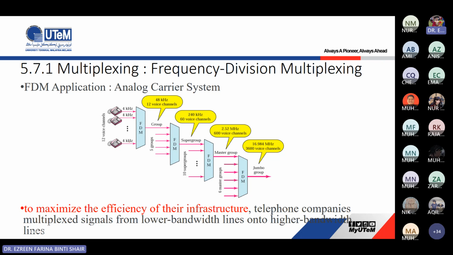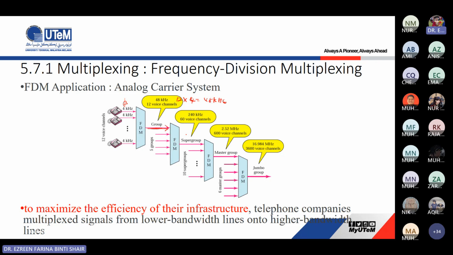So over here you have 12 voice channels. Okay, you want to send 12 voice channels with a bandwidth of 4 kilohertz each. These channels are multiplexed using FDM, frequency division multiplexing. So by right, you will have the output in a single link. Okay, so this link here, the bandwidth is 48 kilohertz, because it's actually 12 multiplied with 4. So you should get 48 kilohertz.